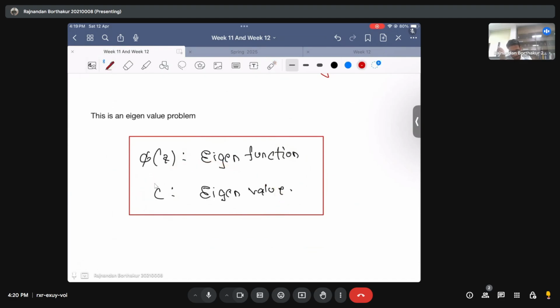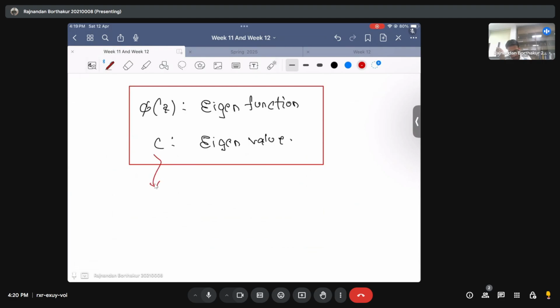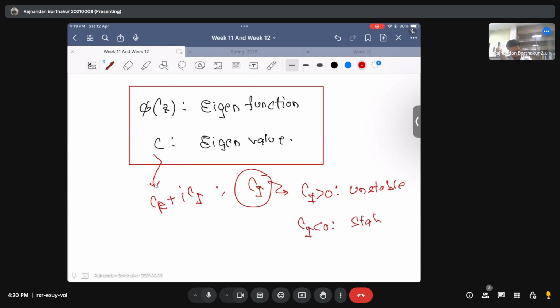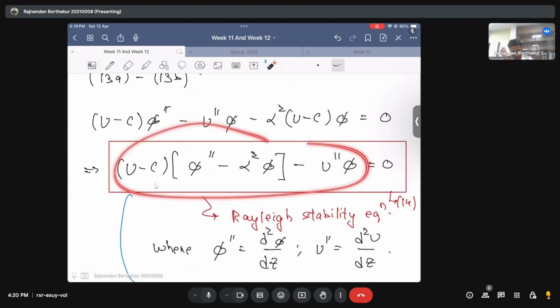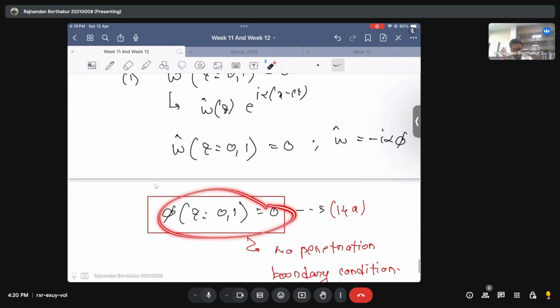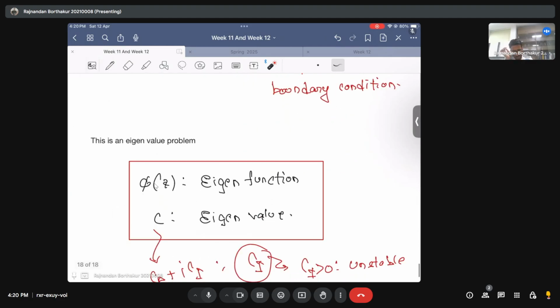You now need to solve this eigenfunction-eigenvalue pair, and specifically the eigenvalue, because once you know C, you can write C as CR plus i times CI, and once you know CI, you know the stability of the problem. If CI is greater than 0, it is unstable, and if CI is less than 0, it is stable. So all you need to do is calculate this eigenvalue-eigenfunction pair, governed by the Rayleigh stability equation using this homogeneous boundary condition, to get phi and C.